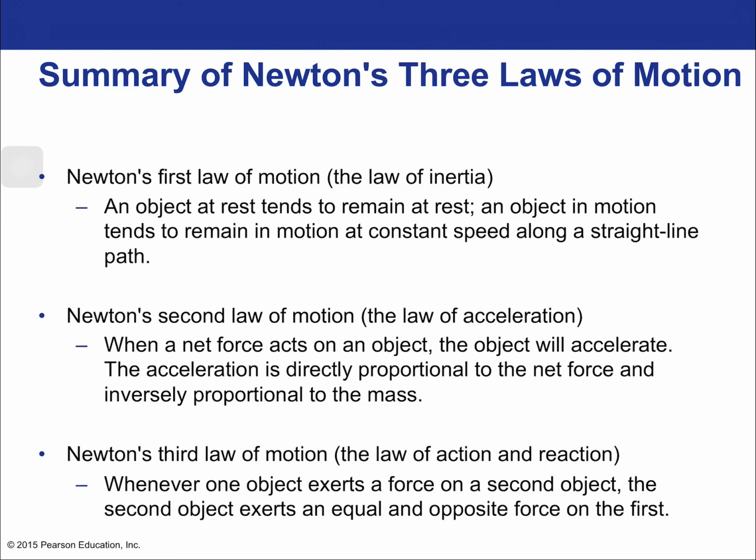All right? So quick summary of Newton's three laws. Newton's first law of motion, the law of inertia. An object at rest tends to remain at rest. An object in motion tends to remain in motion at constant speed along a straight line. Remember, turning is acceleration. Newton's second law of motion, the law of acceleration. When a net force acts on an object, the object will accelerate. The acceleration is directly proportional to the net force, and inversely proportional to the mass.